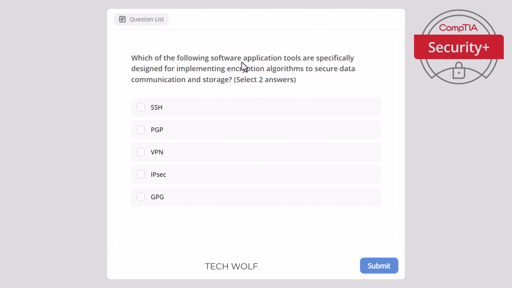Which of the following software application tools are specifically designed for implementing encryption algorithms to secure data communication and storage? Here we need to select two answers: SSH, PGP, VPN, IPsec or GPG. And here the correct answers are PGP and GPG.